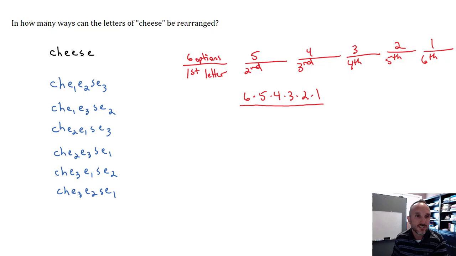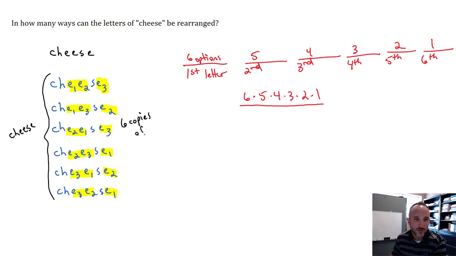So what happens here is when you look at the three E's, we've arranged the three E's in different places for all of these, but all of these still result in one arrangement, just the word cheese. They all spell cheese. We just move the E's around. So how many copies do we have? Well, you can see that we have 1, 2, 3, 4, 5, 6 copies. 6 copies of this arrangement.